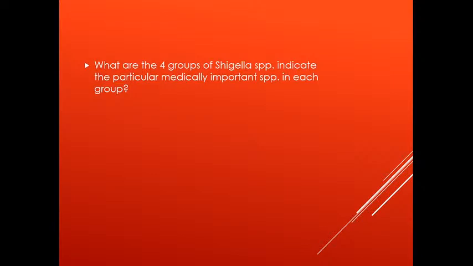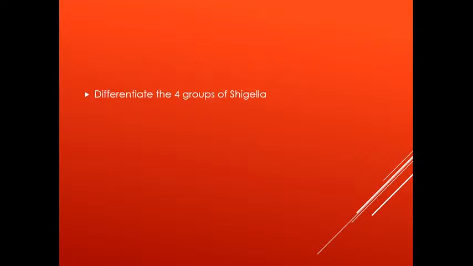Okay, now there are four serogroups of Shigella and they indicate the following when it comes to medically important species. So for group A, we talk about Shigella dysenteriae. For group B, we have flexneri. For group C, it's boydii. Go with A, B, C, D. Okay, A, B, C, D.